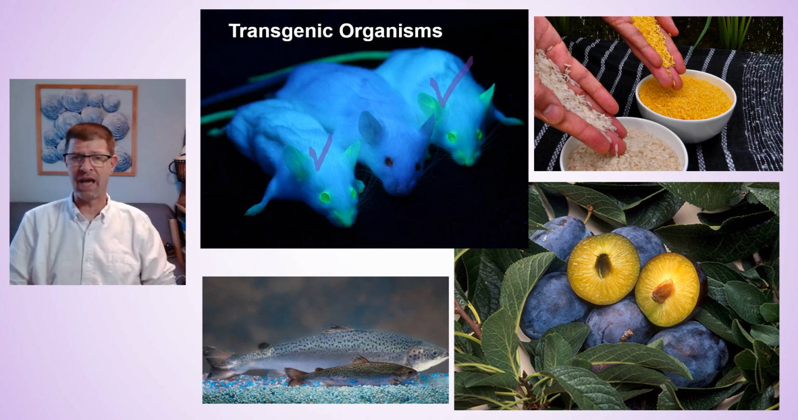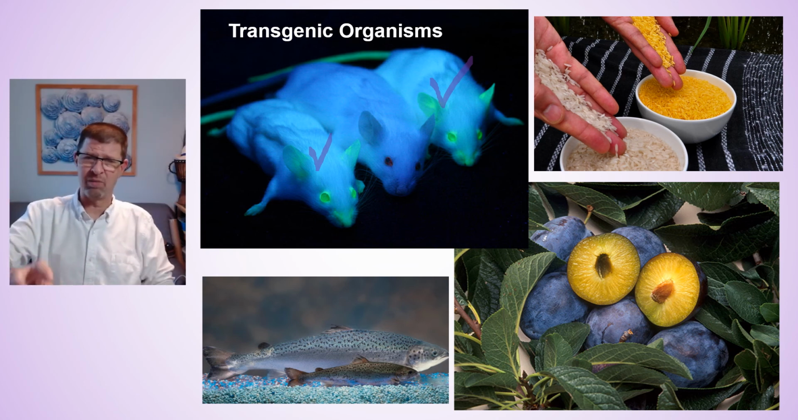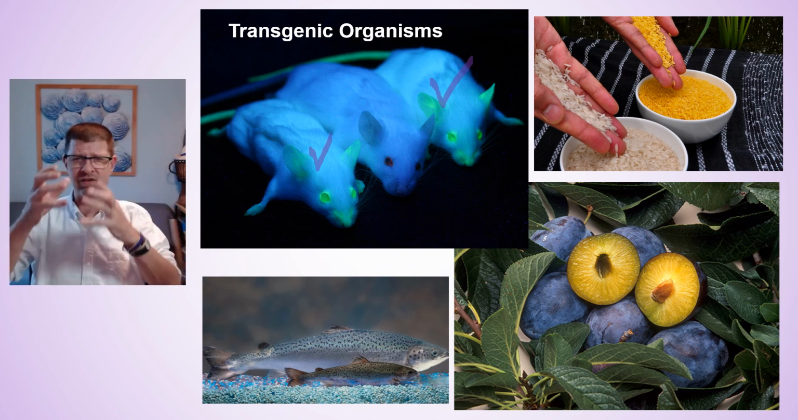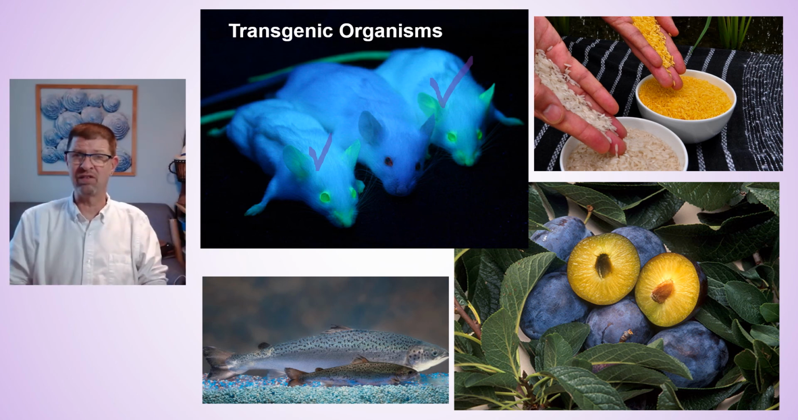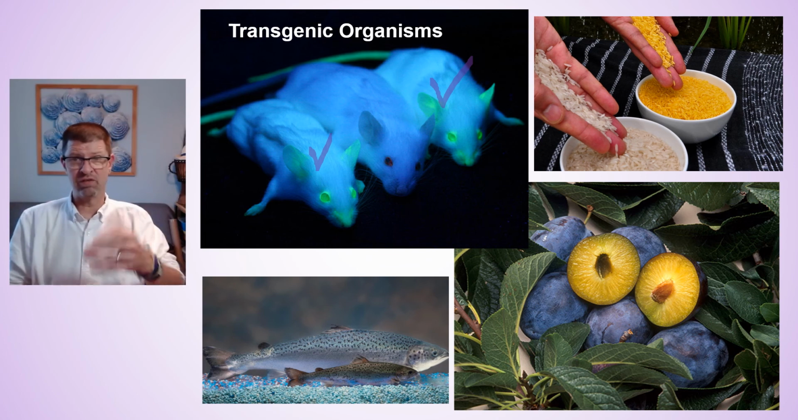Why? Because we can. I don't know whether they're just doing it to show that it's possible, but when we shine fluorescent lights on these mice, their ears and their eyes and their tails, any place where there's not a lot of hair, have this fluorescent jellyfish protein in them, and we use that as a biotechnology tool in a lot of places. So these are transgenic organisms.